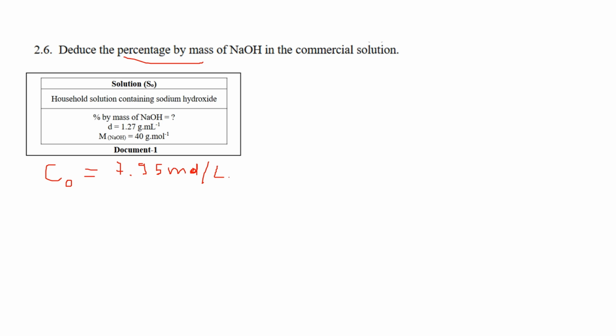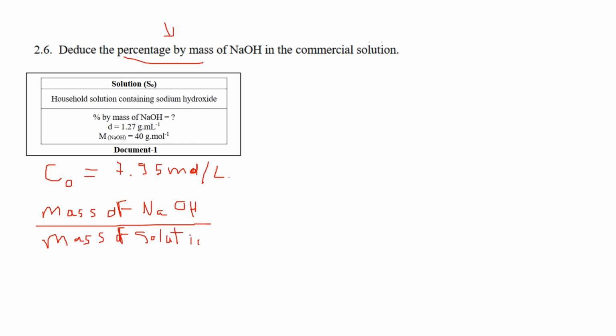Here, to calculate the percentage by mass, there are two methods. The first method is basically based on our understanding of the words percentage by mass. So percentage by mass is equal to the mass of NaOH divided by the mass of the whole solution, for sure, multiplied by 100.